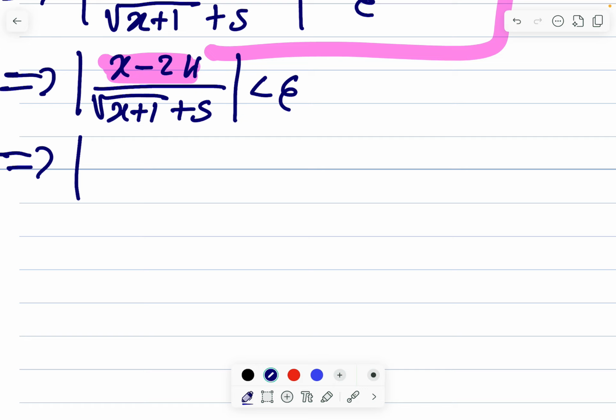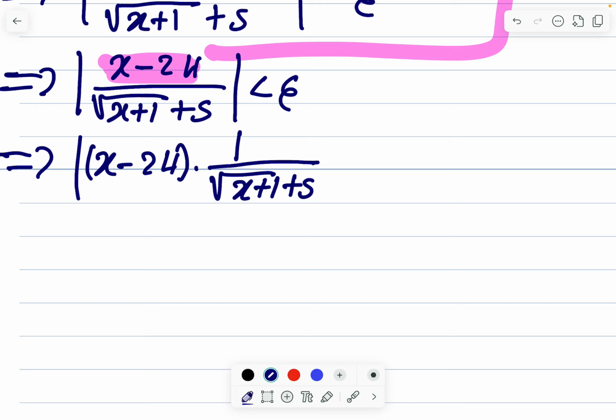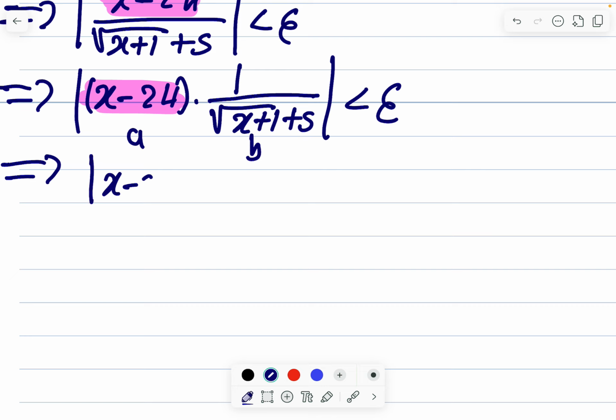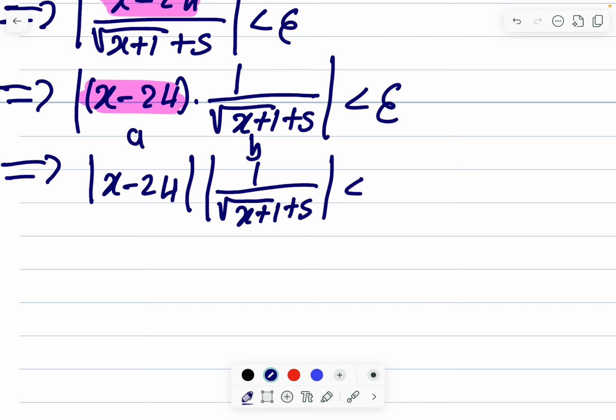I'm going to have x minus 24 multiplied by 1 over square root of x plus 1 plus 5, is less than delta. I still see my goal. So let's move on. This implies that what? Remember, this is A, this is B. The absolute value means I'm going to have the absolute value of x minus 24 times the absolute value of 1 over square root of x plus 1 plus 5 is less than delta.